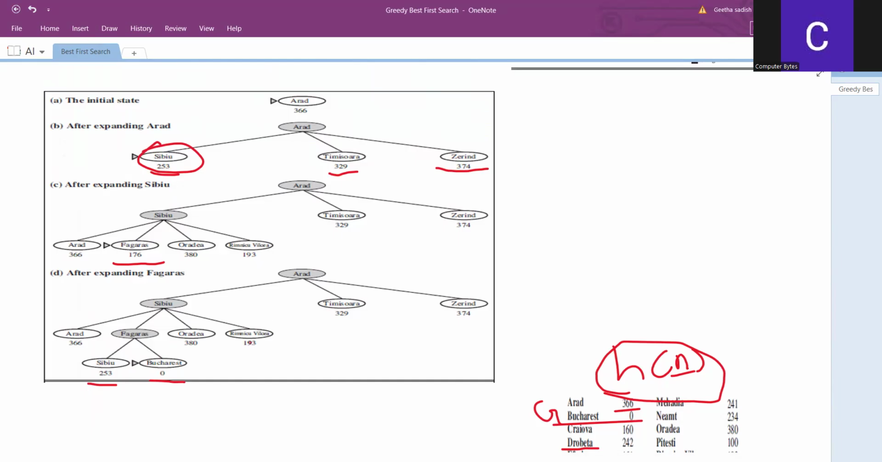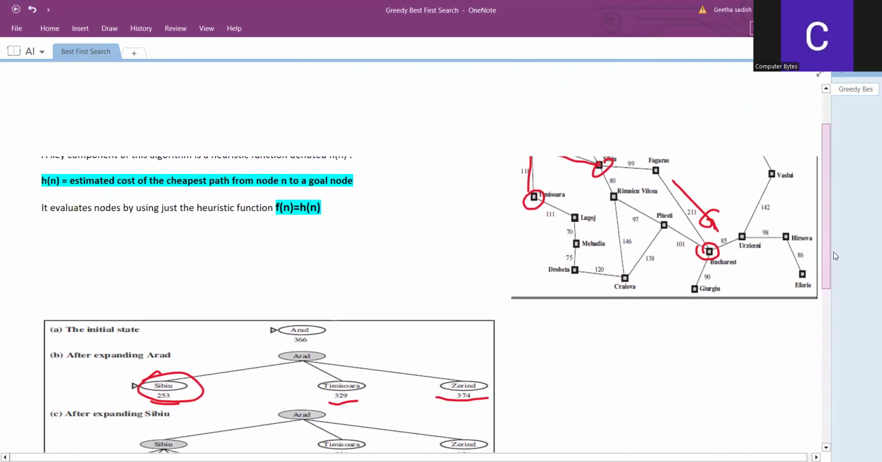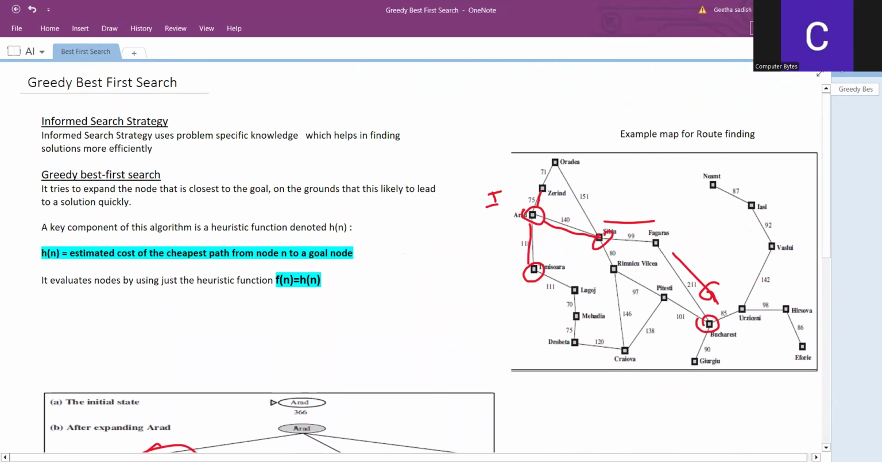It actually resembles depth first search, as it follows a single path all the way to the goal. Its disadvantage is that it is not optimal, and it can be incomplete also. What do you mean by incomplete? It may not find the solution at all.